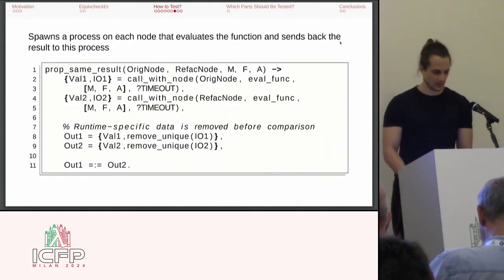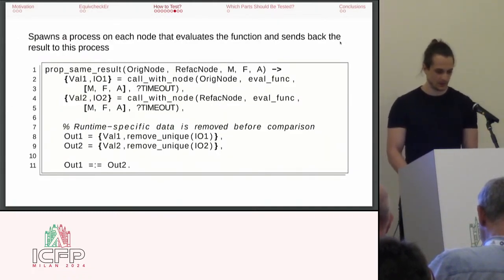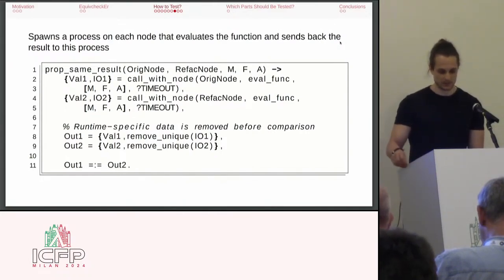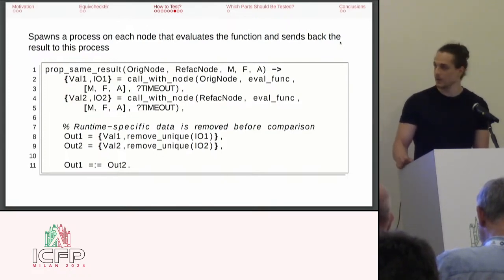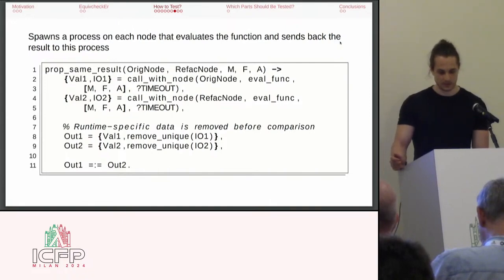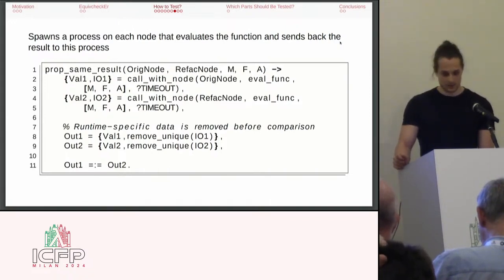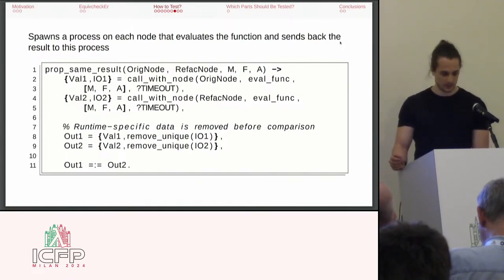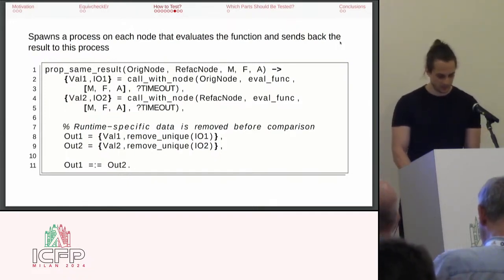What prop_same_result basically does is call the function with the generated arguments on each separate node. It also has a timeout, so if the function takes too much time to run, we stop it. If any side effects or IO were made before that, we can compare on those. What we get back is the return value of these functions and any side effects that were made. Those are the Val and IO variables.